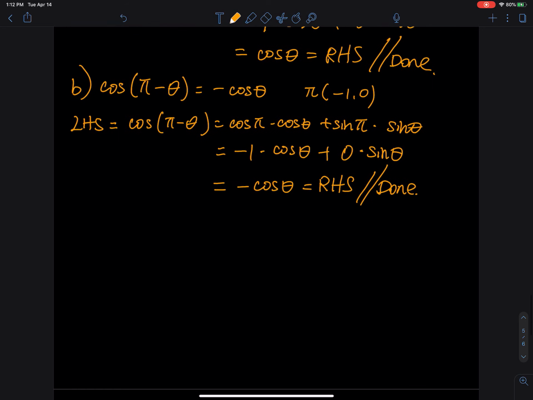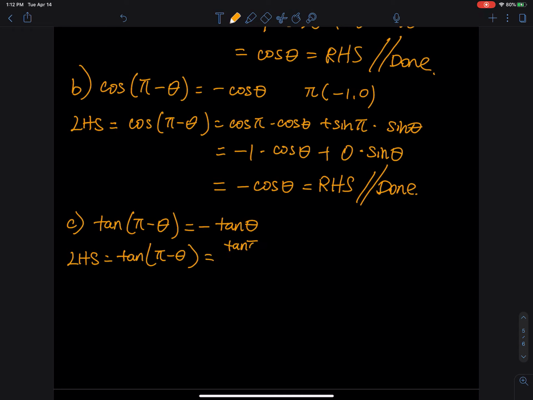Let's do one for tangent. So C, we have tangent of pi minus theta equals negative tangent theta. And then the left hand side, you have tangent of pi minus theta, so you have tangent pi minus tangent theta, over 1 plus tangent pi times tangent theta.